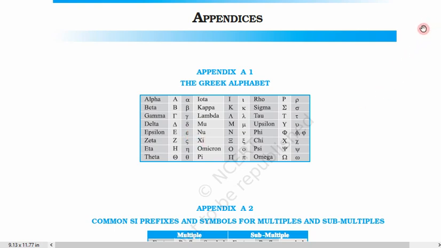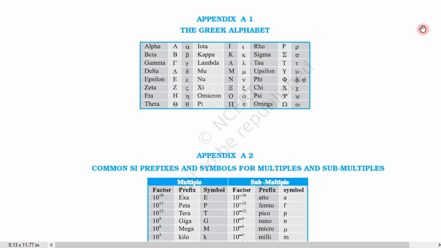But one important thing which we always miss is some other fundamental things that we have to learn. So first we are going to learn about these appendices, or we say extra things. So first let us understand Greek alphabets. Greek alphabet is very commonly used in physics, so we must learn about them. Greek alphabet is very similar to your English alphabet.